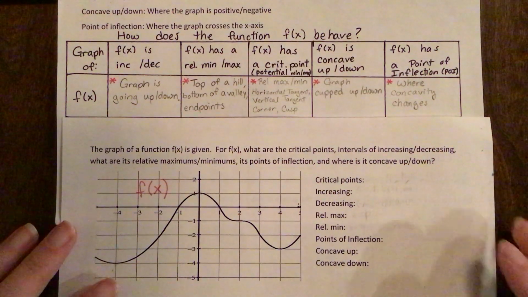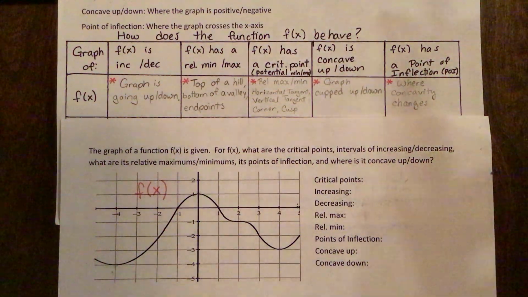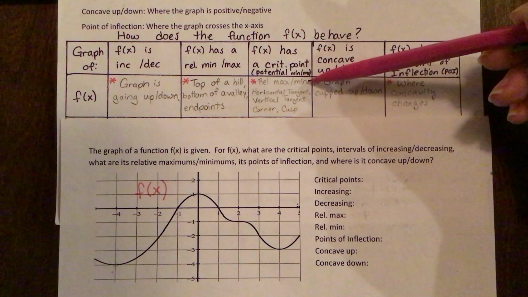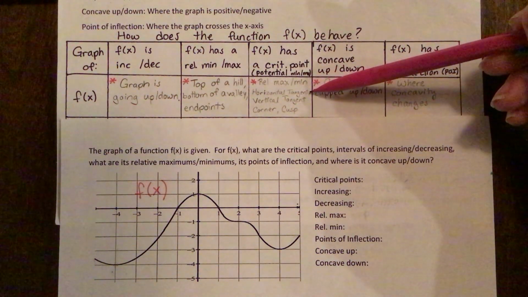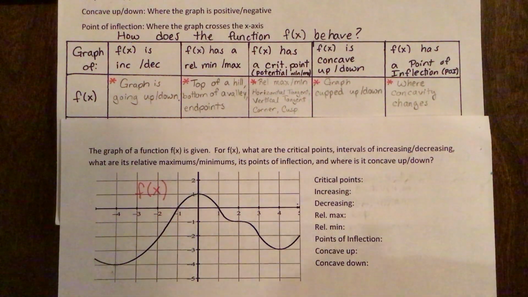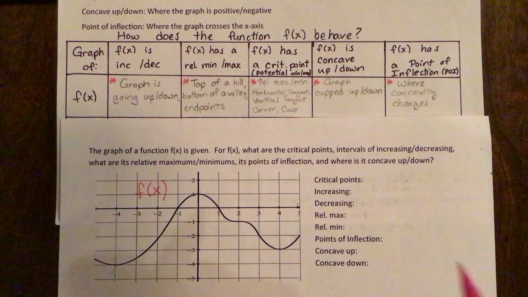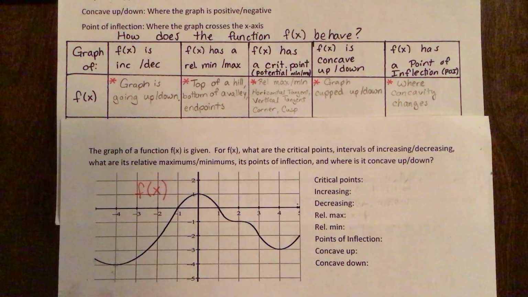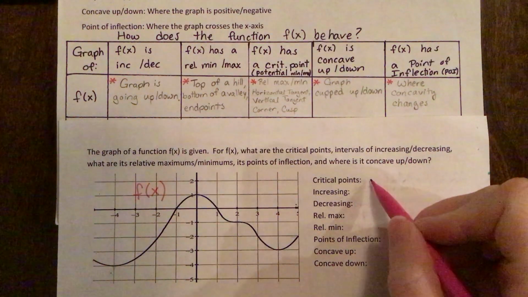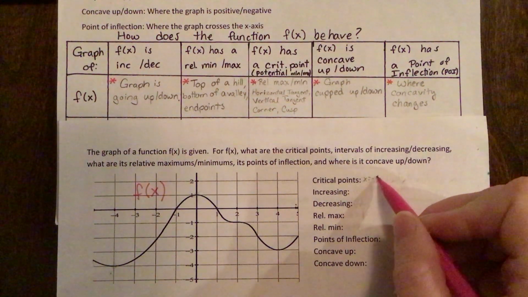All right, first thing is critical points. Where does f have a critical point? So we're going to look for relative maxes and mins, horizontal tangents, vertical tangents, corners, and cusps. Starting from the left side. Okay, don't just go willy-nilly. Start from the left and move your way through. Our very first critical point is going to be at x equals -4. I will put x equals -4.